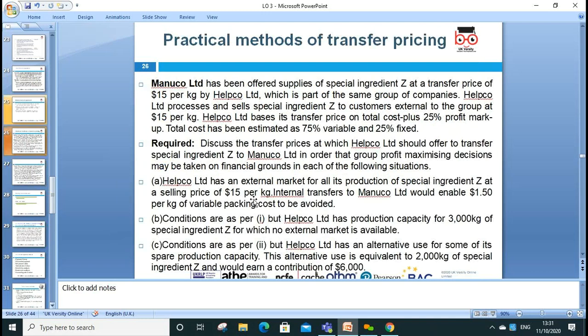Then, the practical method of transfer pricing: different locations and different pricing can be used, and it's process costing as well. We can use transfer pricing, so we need to make sure we can maximize our return. That's the question we've been given.